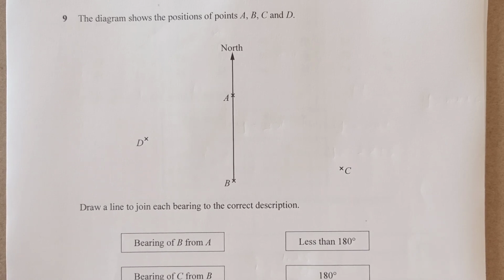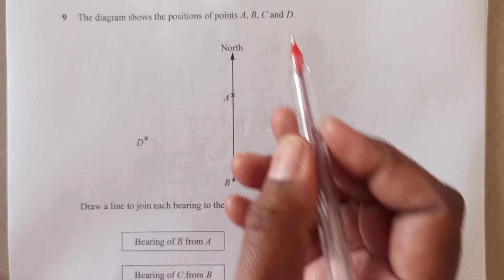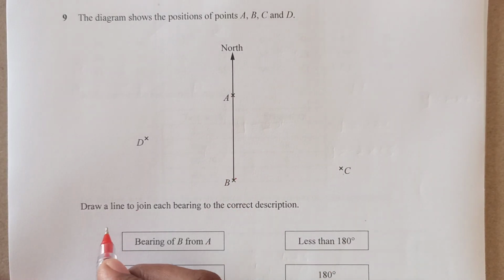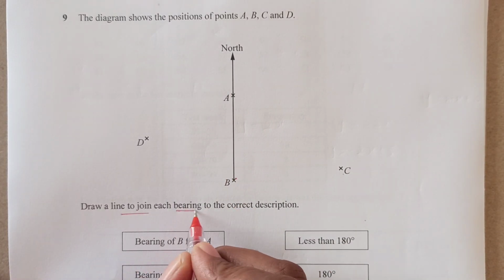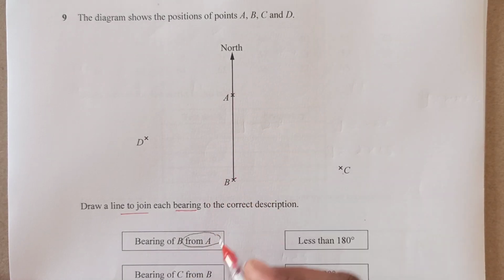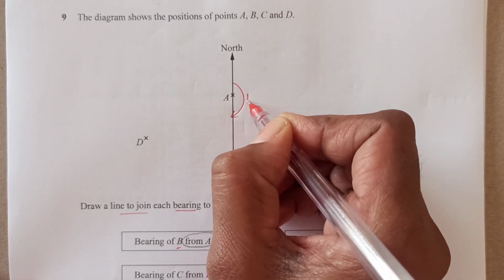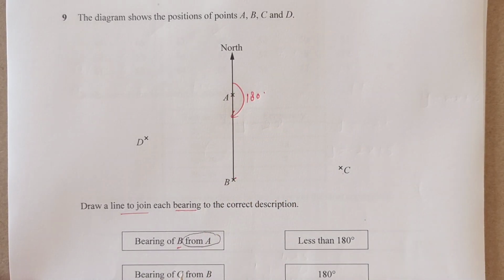So let's start. The question that I have here: the diagram shows positions of A, B, C, D. Draw a line to join the bearing to the correct description. So, bearing of B from A. Whenever you get this kind of question, you need to have a north line at the point where it says from A. From A we have the north line, and then to B. So B is here, so we're going to reach here. So this angle is 180. So the bearing of B from A is equal to 180.